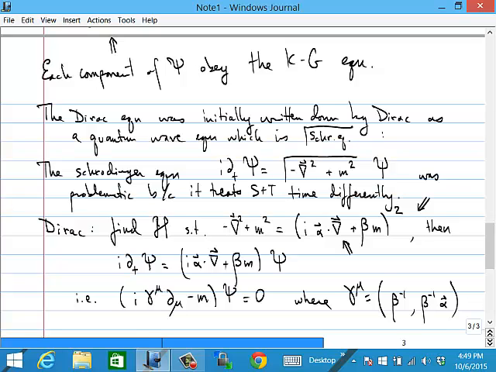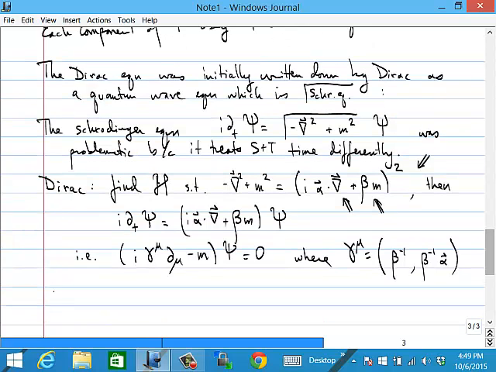And indeed, it's a straightforward exercise to show that the Clifford algebra that we wrote down above is just precisely the algebra that alpha and beta have to satisfy in order for this equation here to be true. So in this interpretation, Dirac viewed the Dirac equation as an equation for a quantum wave function.